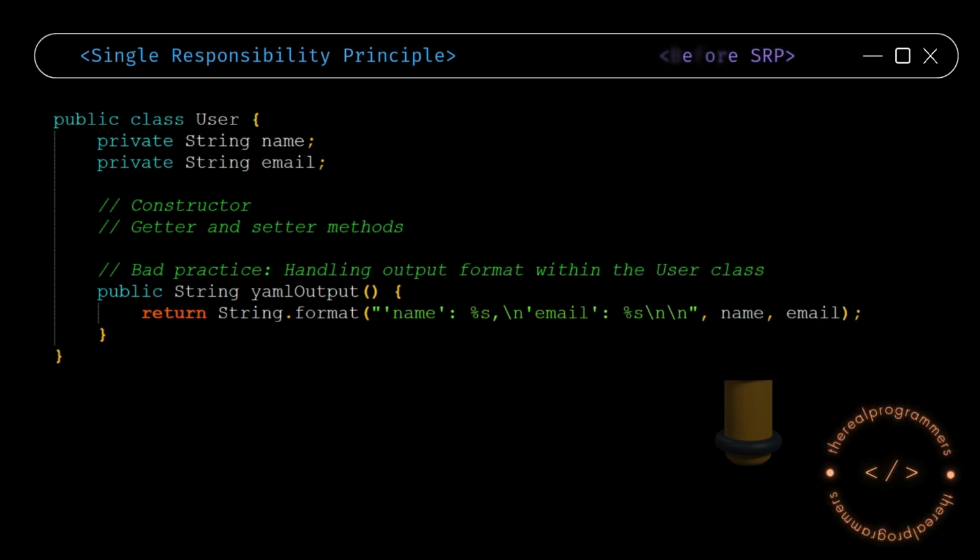Suppose there is a user class with some fields such as name, email, the constructor, and the getter and setter methods. Also, suppose that some developer has introduced a method to display the user in YAML format in the same class. This is a bad practice as this violates the single responsibility principle. If a requirement comes for changing the display format or adding a new format such as JSON or HTML, then we will have to change the user class every time we have to make changes in the display format. According to SRP, the user class should not be changed unless the user definition has changed.